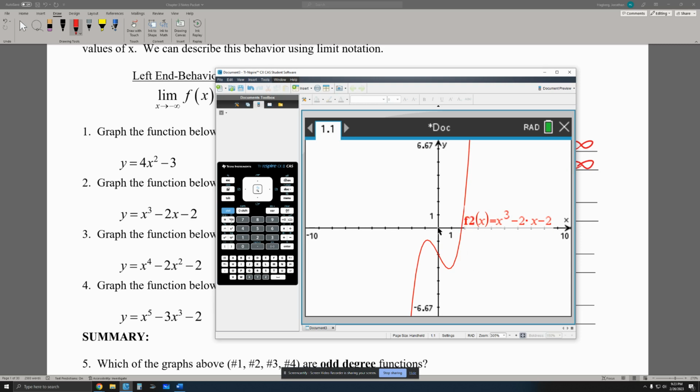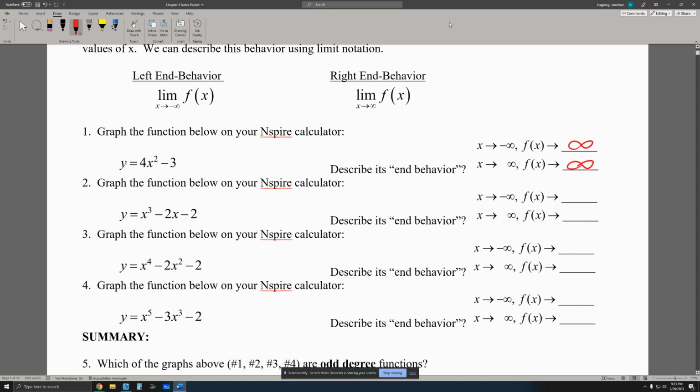I notice that as x decreases, as we move to the left, the function decreases as well. As we move to the right, as x increases, the function increases as well. So we can say as x approaches negative infinity, the function approaches negative infinity. And as x approaches positive infinity, the function approaches positive infinity. Let's graph the next one.